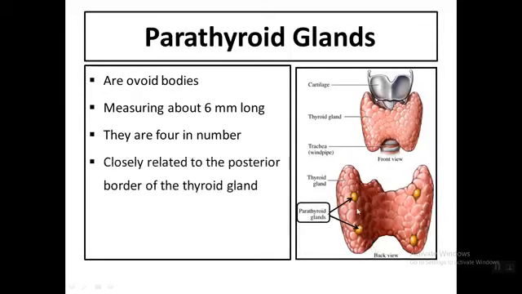Closely related to the posterior. This is the anterior view and this is the posterior view. These glands are closely related to the posterior border of the lobes of the thyroid gland, lying within the fascial capsule of the thyroid gland. They are very closely attached to the thyroid gland.